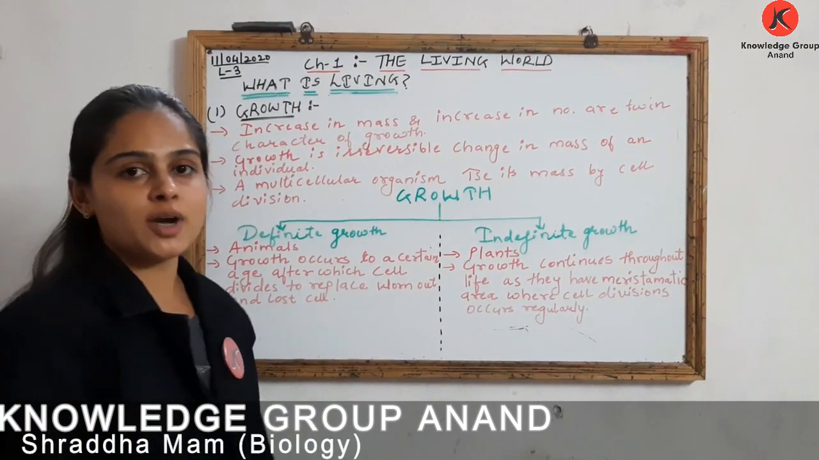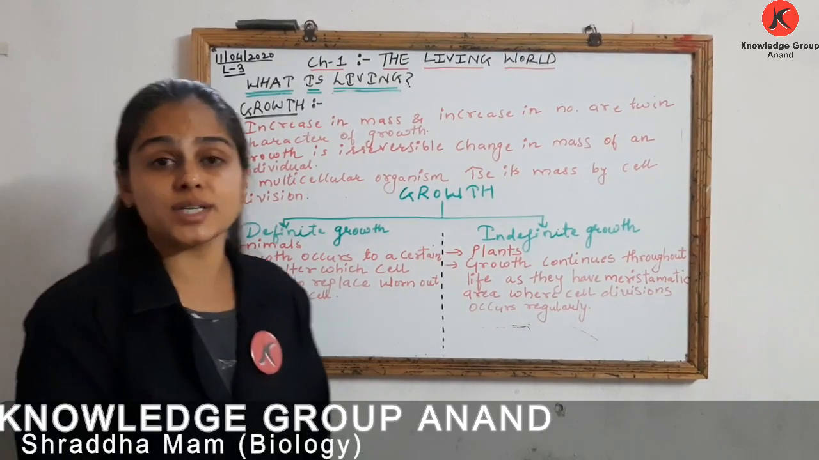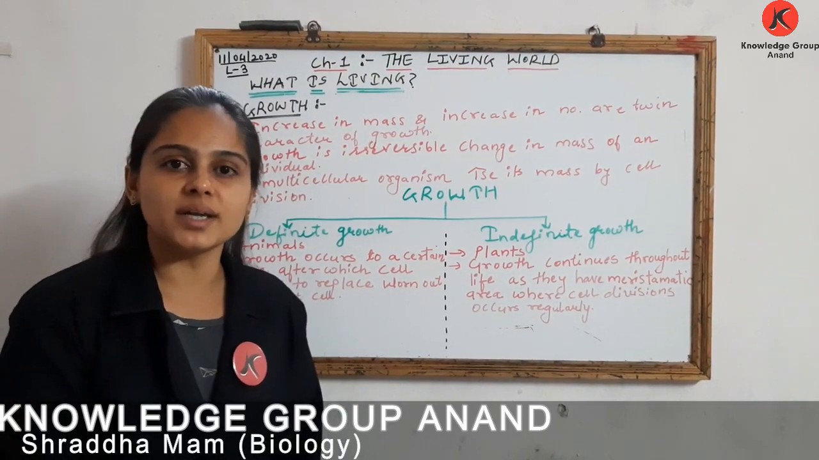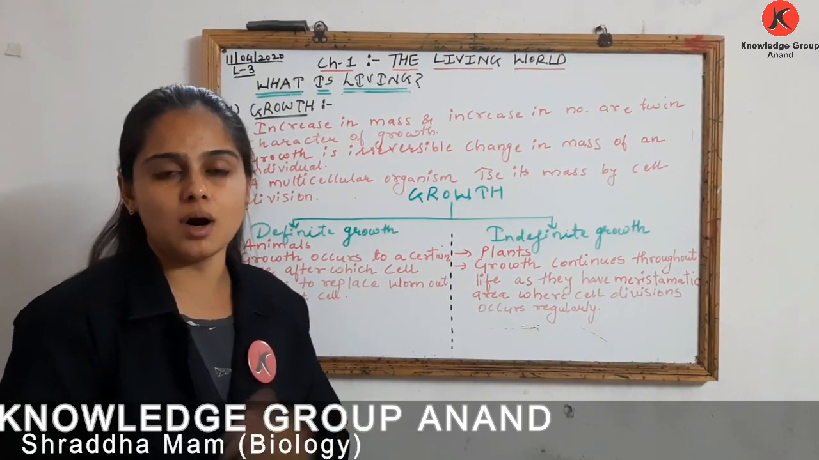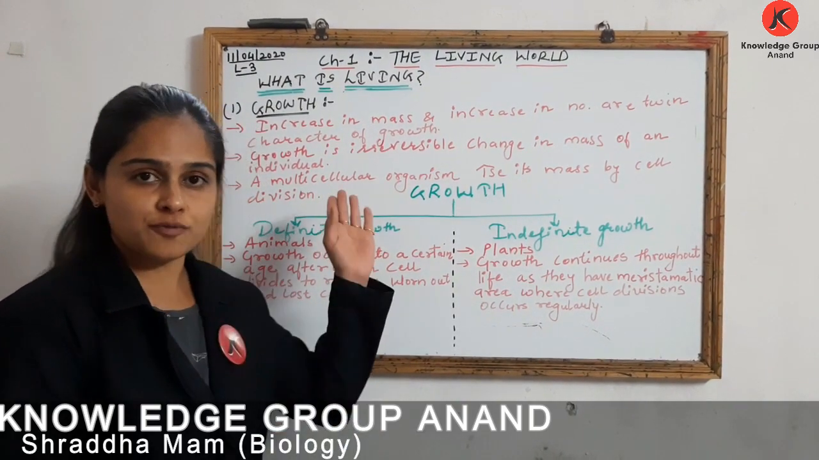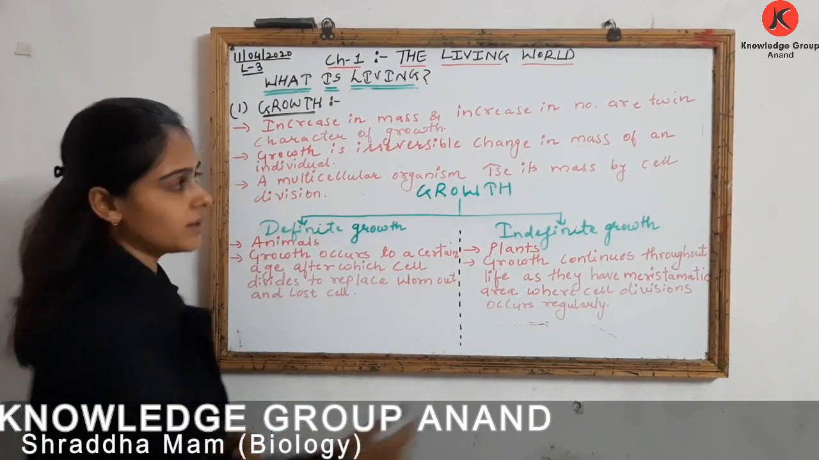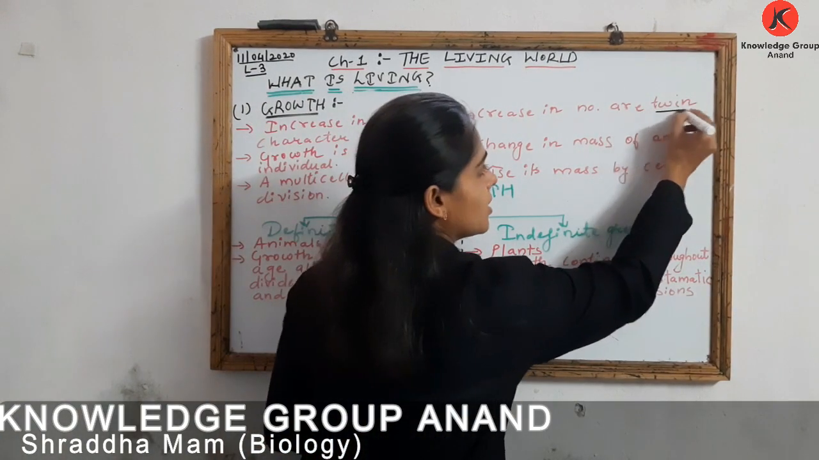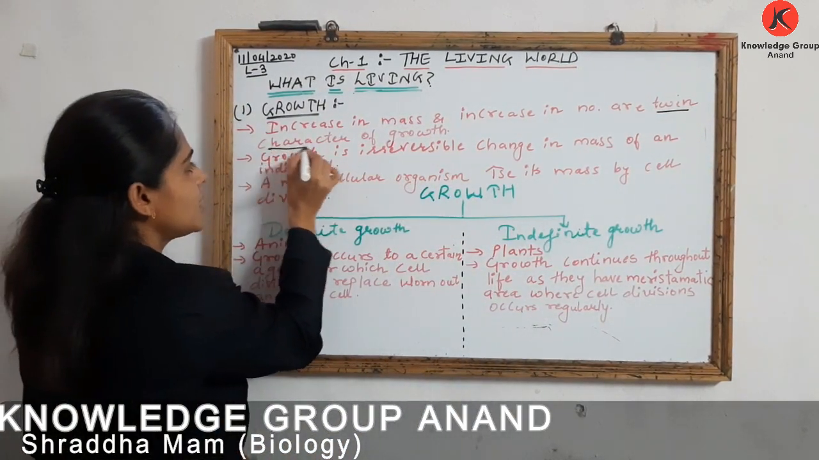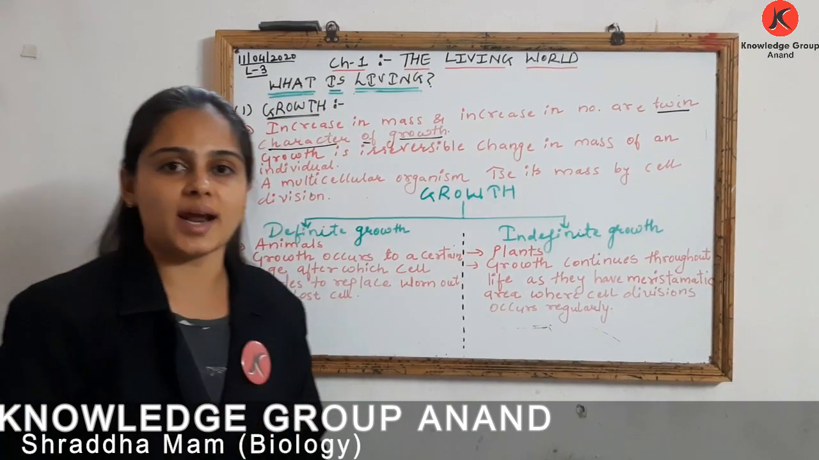So the first feature that we are going to study is growth. Now, if I want to define growth, what is growth? Growth is nothing but an increase in mass, or you can also say an increase in number of an organism, right? So the first point I have written: what is growth? It is increase in mass and increase in number, and these two are considered as a twin character of growth.